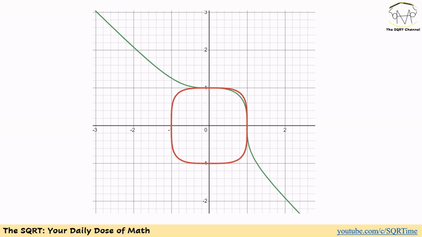For now, let's focus on the graph. Here, the green graph is the graph that we have for x cubed plus y cubed is equal to 1. And the red graph is x to the power of 4 plus y to the power of 4 is equal to 1. As you can see that they intersect each other in only two positions, which are the locations that we found in the first part of this video.